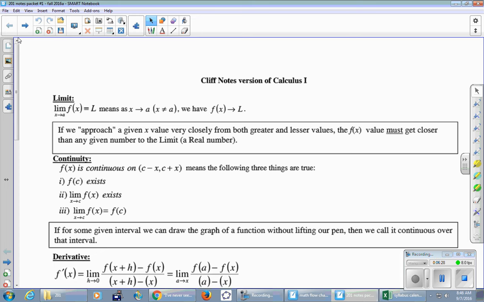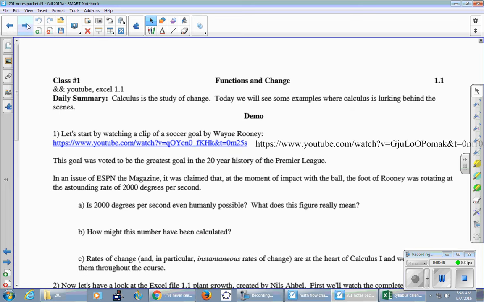Okay, so let us jump in to the big packet, which again looks like this on the first page. So the first page is this Cliff Notes version of Calc 1. We're really not going to be referencing it, but if you want kind of a list of checks that we're going to go through, checkpoints that we'll go through throughout the semester, you can come back to that page. But we start on page 2.